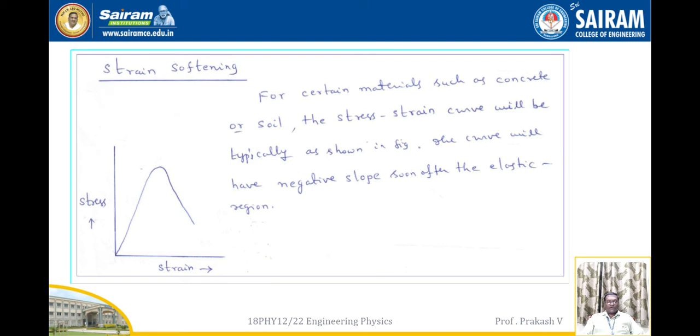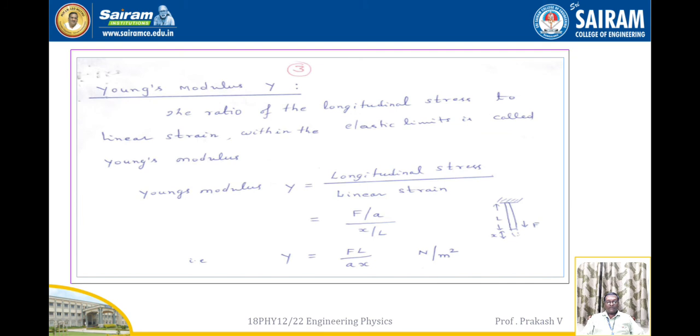Next, Young's modulus. It is denoted by the symbol capital Y. The ratio of the longitudinal stress to linear strain within the elastic limits is called Young's modulus. So Young's modulus Y is equal to longitudinal stress by linear strain, that is equal to F by A divided by x by L. That means force per area and change in length to the original length. After calculation, we get Y is equal to FL by Ax, so many Newton per meter square.